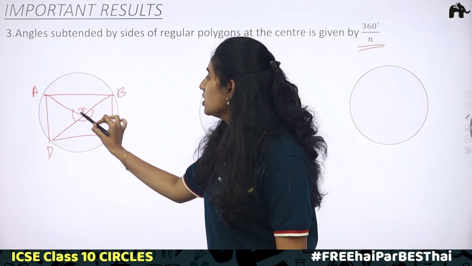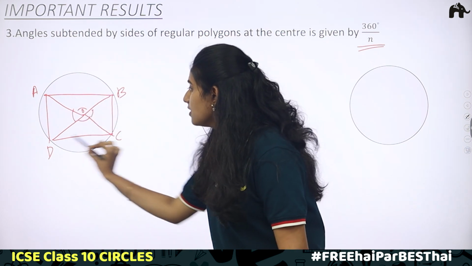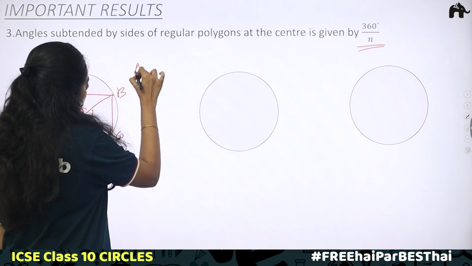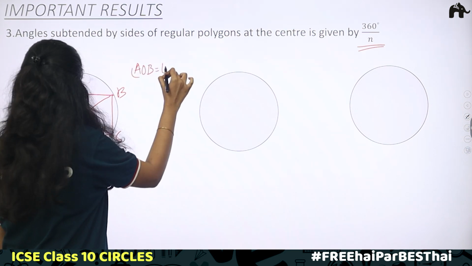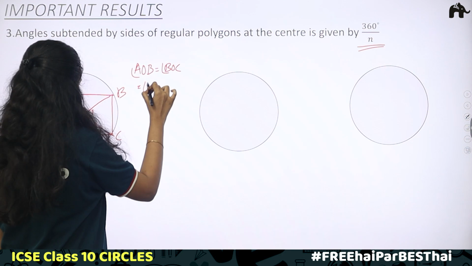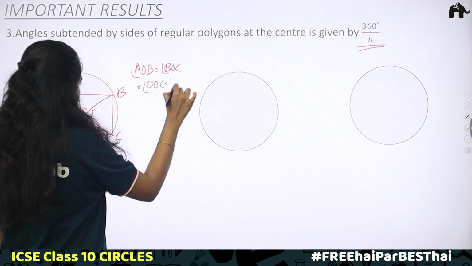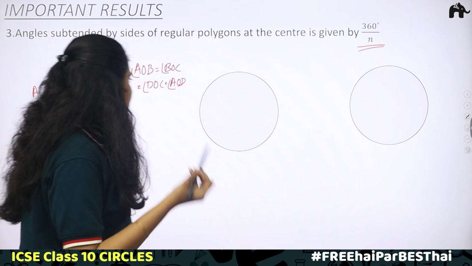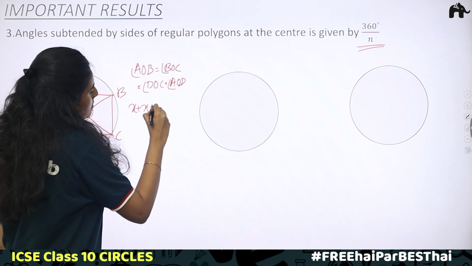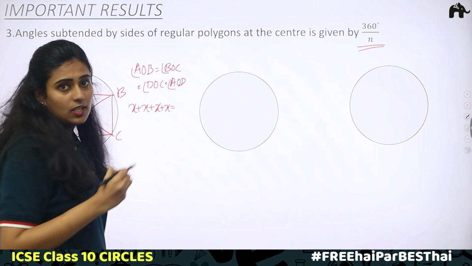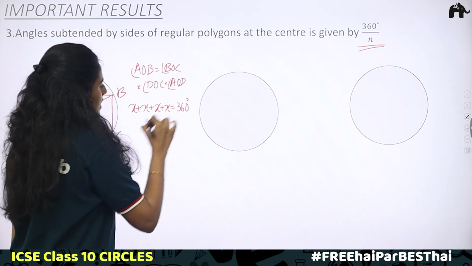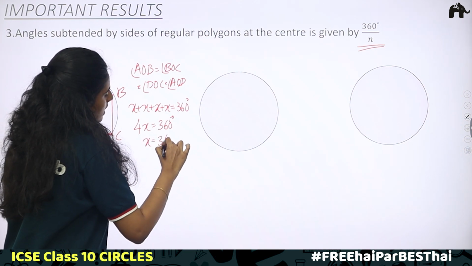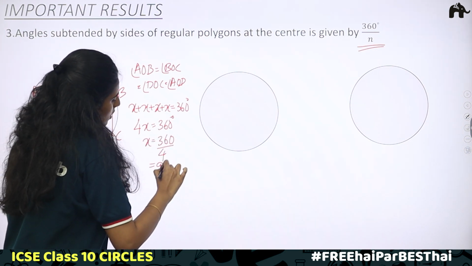Okay. Now, what is the measure of one angle? These are equal chords. Equal chords subtend equal angles at the center. So, we will be having angle AOB equal to angle BOC equal to angle DOC equal to angle AOD. Like before, if I am taking this one as x, all the angles will be x. x plus x plus x plus x, I will be getting equal to 360 degrees. 4 times x is equal to 360 degrees. Then what is x? x is equal to 360 divided by 4, and that is equal to 90 degrees.